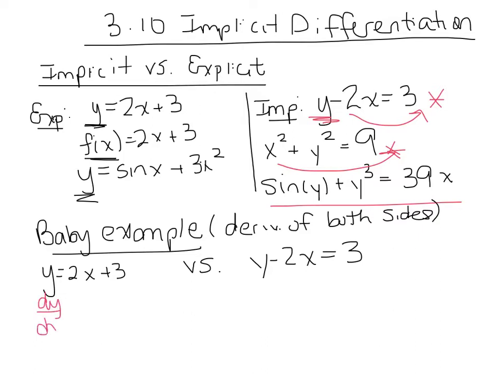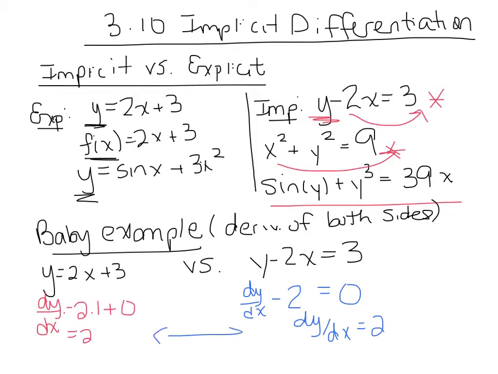We'd get dy dx equals 2 times 1 if you want to be super specific, plus 0, so you'd get 2. Similarly over here, we take the derivative of y. We would get dy dx. The derivative of 2x is 2, and the derivative of 3 is 0. Right? So we took the derivative of both sides. And then we solve for dy dx. We get dy dx equals 2. So we do in fact get the same thing regardless if the equation is written implicitly on this side or explicitly over here on this side.